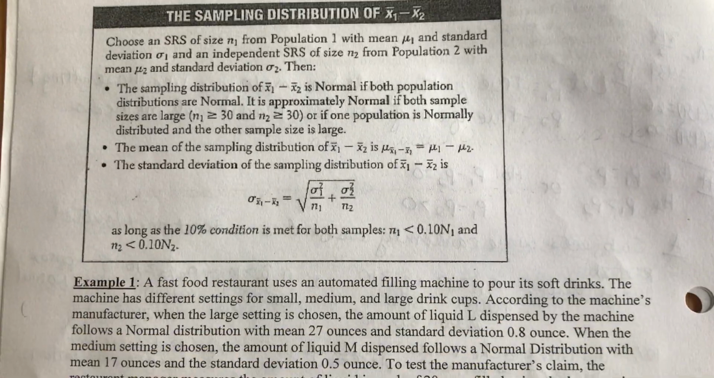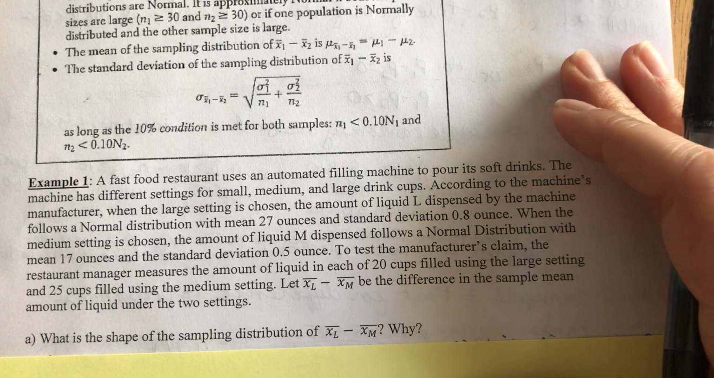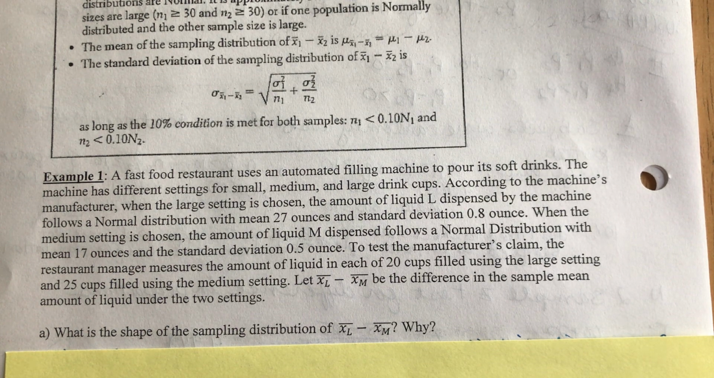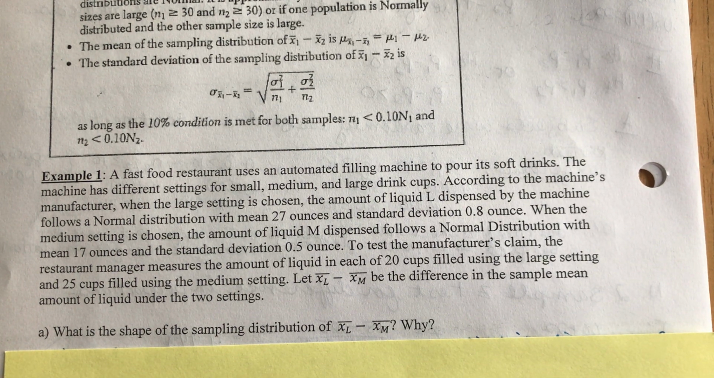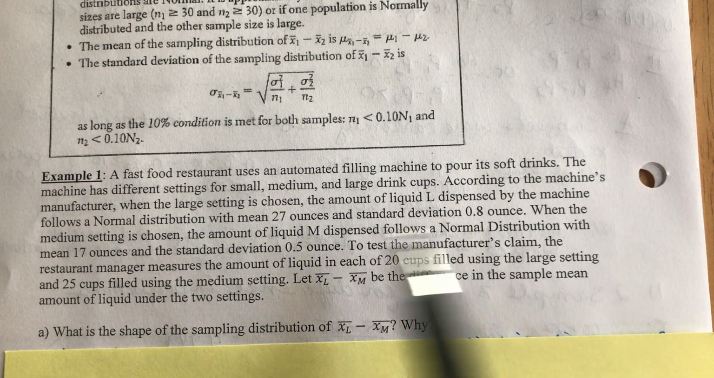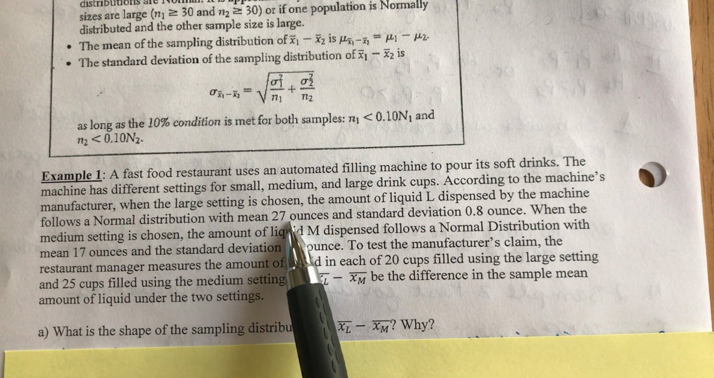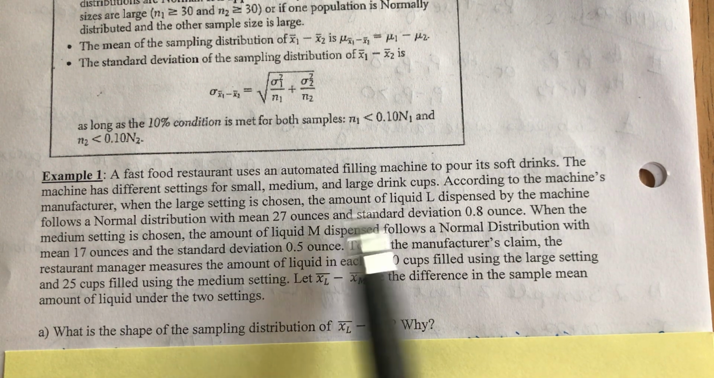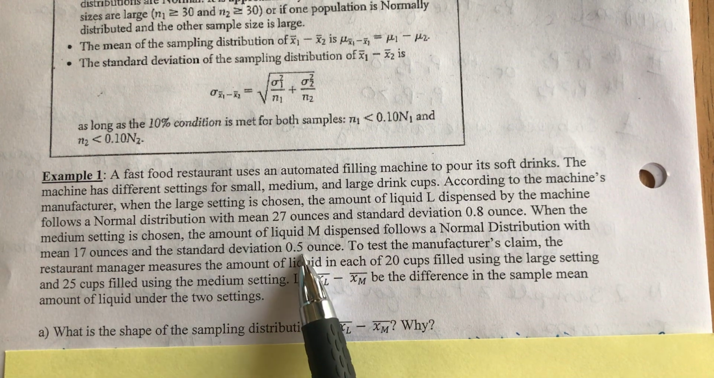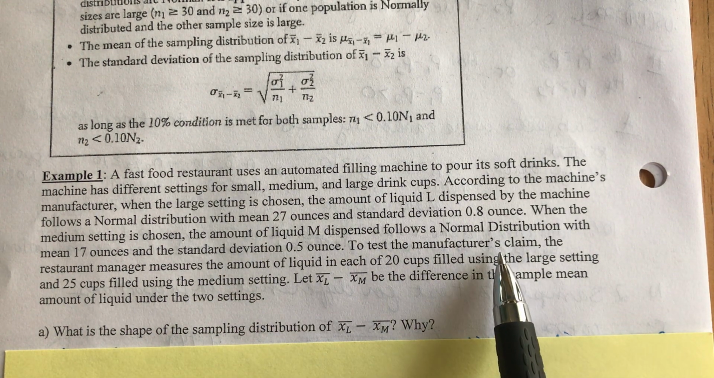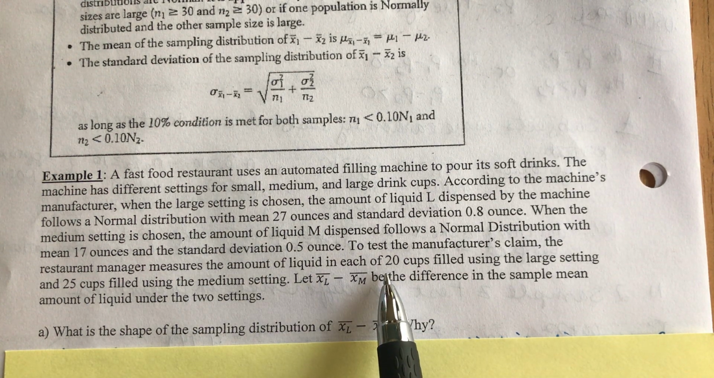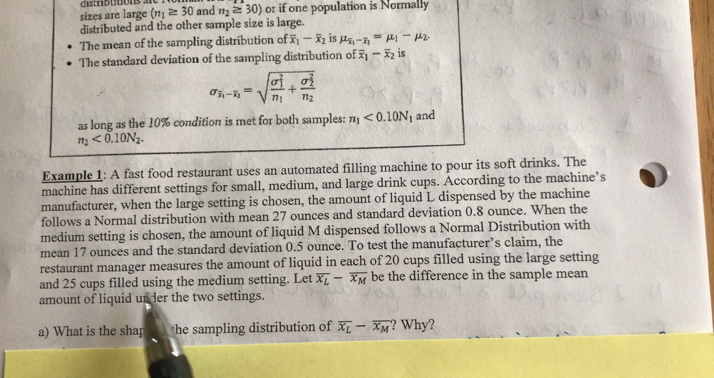All right, example 1. A fast food restaurant uses an automated filling machine to pour soft drinks. The machine has different settings for small, medium, and large drinks. According to the manufacturer, when the large setting is chosen, the amount of liquid L dispensed follows a normal distribution, mean 27 ounces, standard deviation 8. When the setting is medium, M is normal, mean 17 ounces, standard deviation 0.5. To test the manufacturer's claim, the restaurant manager measures the amount of liquid in each of 20 cups filled using the large setting and 25 cups filled using the medium setting.